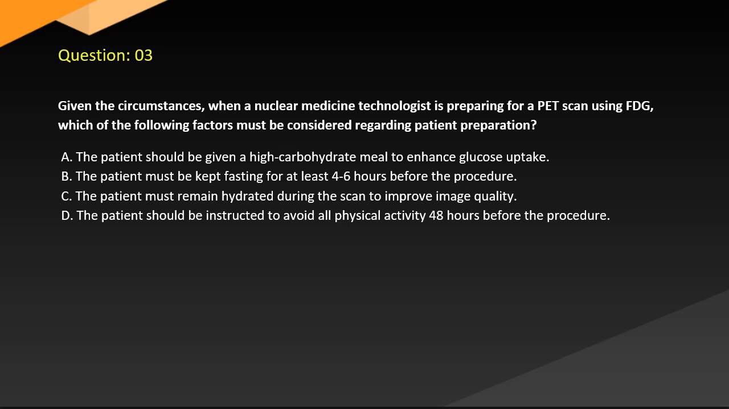Question 3. Given the circumstances when a nuclear medicine technologist is preparing for a PET scan using FDG, which of the following factors must be considered regarding patient preparation? A. The patient should be given a high-carbohydrate meal to enhance glucose uptake. B. The patient must be kept fasting for at least 4-6 hours before the procedure. C. The patient must remain hydrated during the scan to improve image quality. D. The patient should be instructed to avoid all physical activity 48 hours before the procedure.